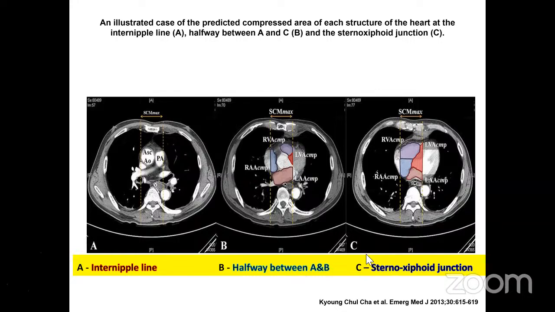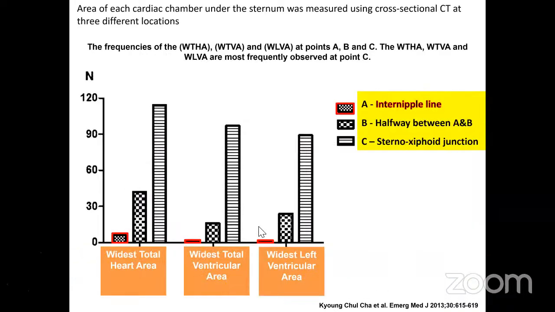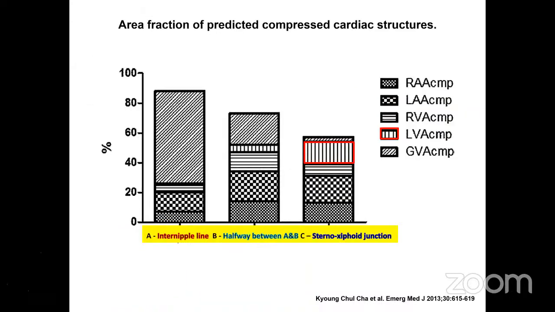And they were able to identify that the most appropriate site, where the widest total ventricular area was seen in patients, was somewhere halfway between A and B. And this is what we need to remember very clearly, that the site we need to identify is somewhere between the internipple line and the xiphisternal junction.